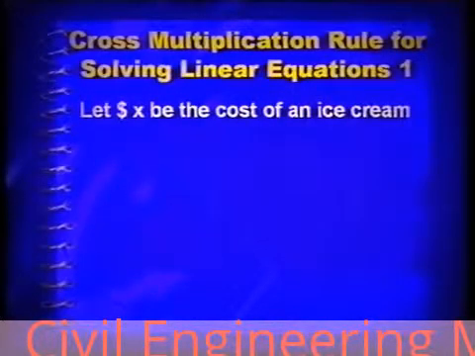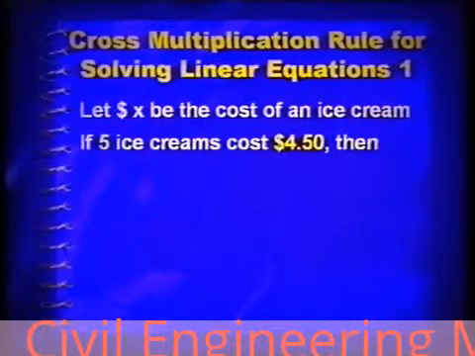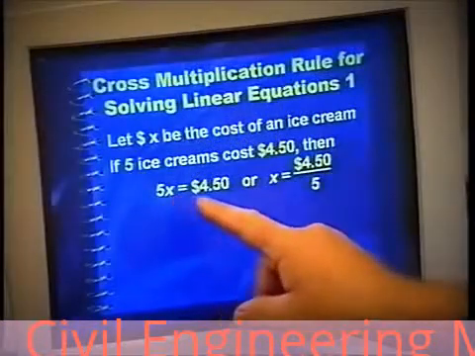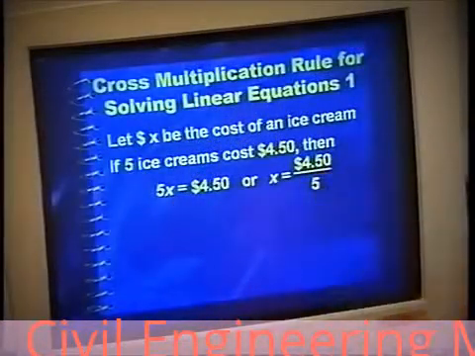Let x be the cost of an ice cream. If 5 ice creams cost $4.50, then 5x equals $4.50, or x equals $4.50 divided by 5. I'm actually not interested in the answer. But you see what happens. The 5 is multiplied by x. To get an answer, I divide by 5.